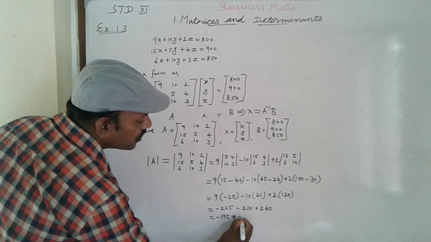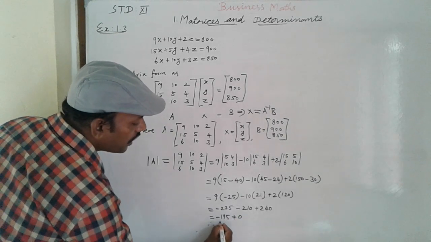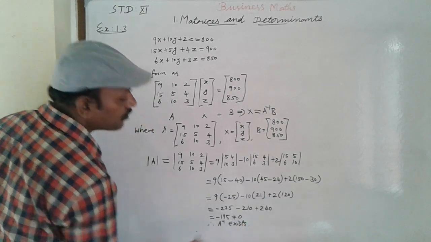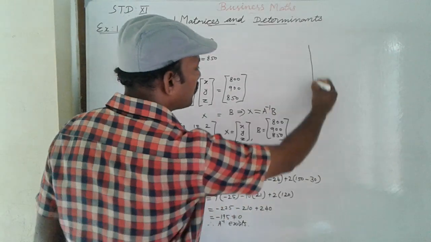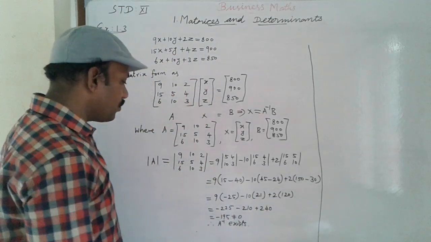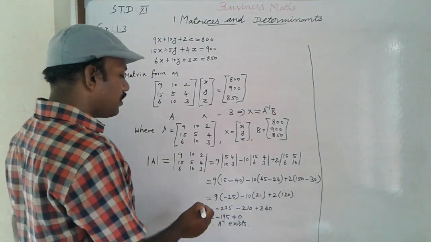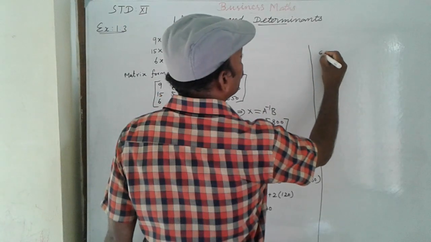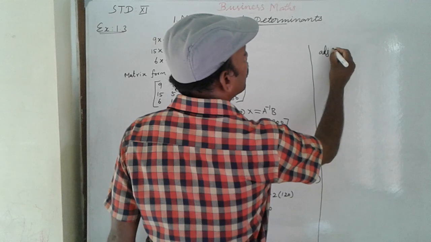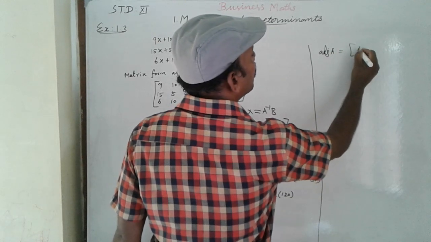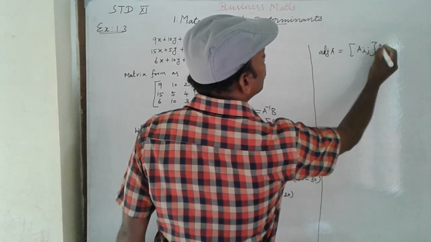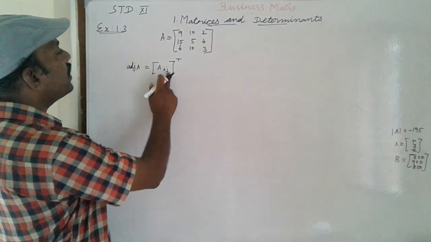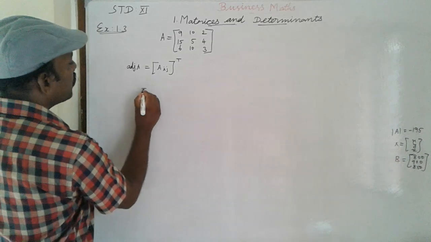It is not equal to 0. Therefore, A inverse exists. Next we should find A inverse. So adjoint of A equal to the transpose of the cofactor matrix Aij. Adjoint A equal to Aij transpose. Aij we know that.